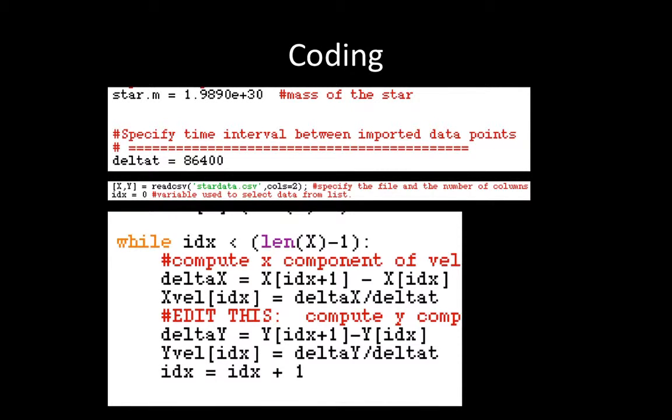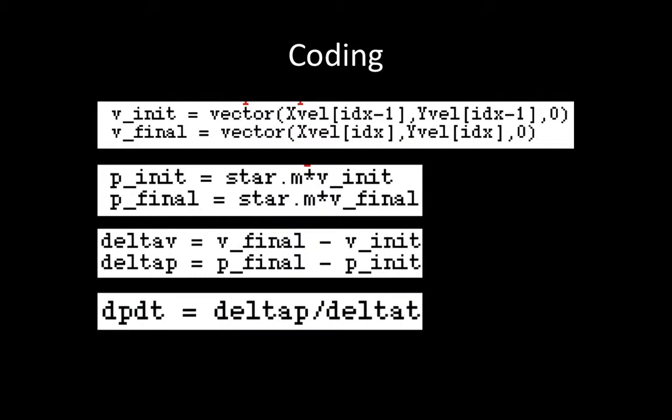The initial conditions were provided and are included at the beginning of the code, and that includes a mass for the star, a delta t, and all of this down here. The first while loop is used to calculate the velocity of the star as it travels around the black hole. Now let's look at some of the code that's really important for this lab. First, the initial and final velocity are defined right here at the top. Using this, we can calculate the initial and the final momentum by multiplying the star mass by the initial velocity and the final velocity.